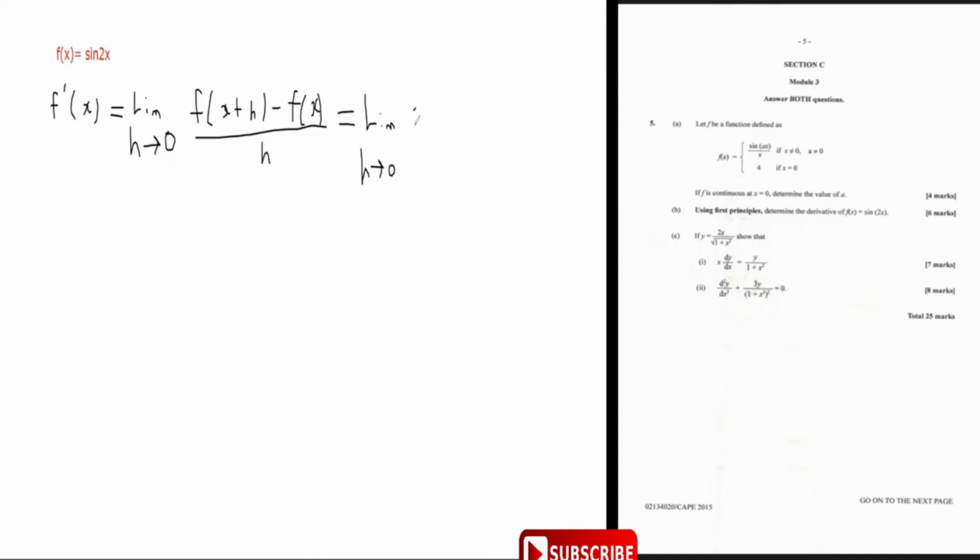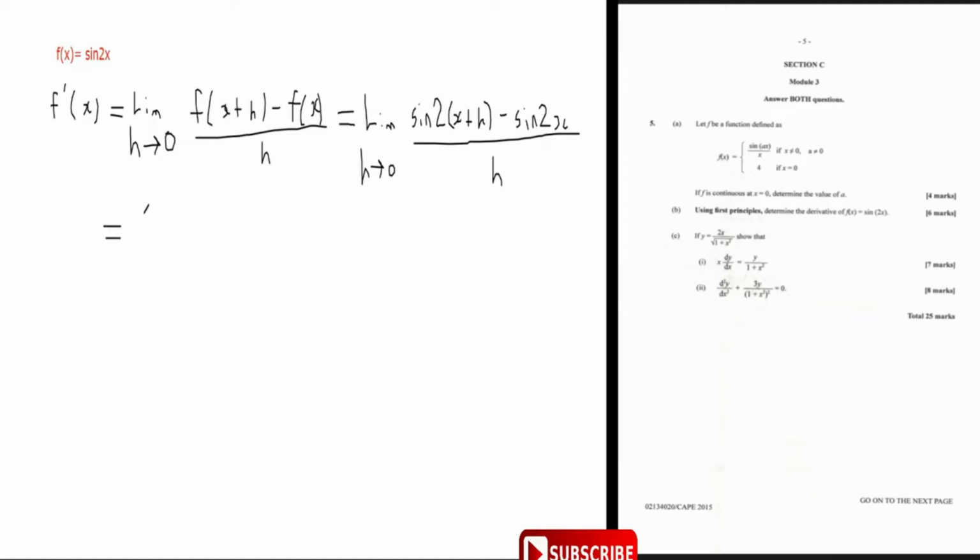So f of x plus h is going to be the sine of, you're replacing x with x plus h, so it's going to be 2x plus 2h, or you can write it as the sine of 2 times x plus h, minus the sine of 2x, over h. So that's what we're going to do. Let's break that up now.